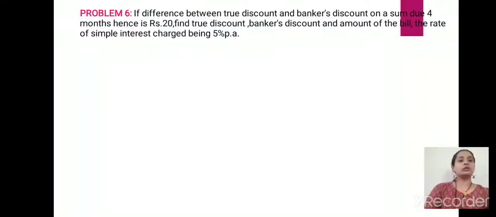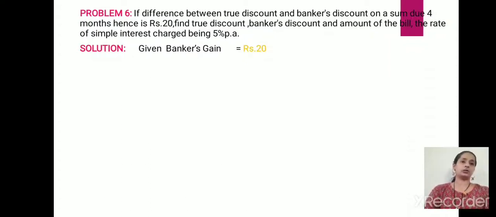Now what is the given part in the solution? Banker's gain. Now I have written direct banker's gain. You will think, how did I get banker's gain? Because in the first sentence, if you see, the difference between true discount and banker's discount. And formula क्या है banker's gain का? Banker's discount minus true discount is banker's gain. So banker's gain directly लिख दिया मैंने 20 rupees. I have not written the difference in words. I directly wrote it. Then what is given? Period of bill कितने? 4 months के लिए है. Then rate of interest 5% per annum.